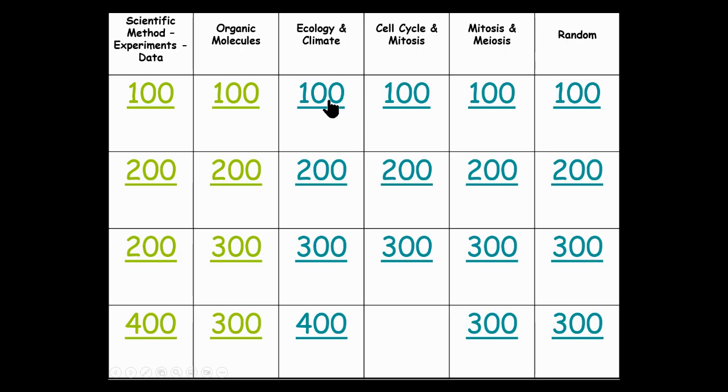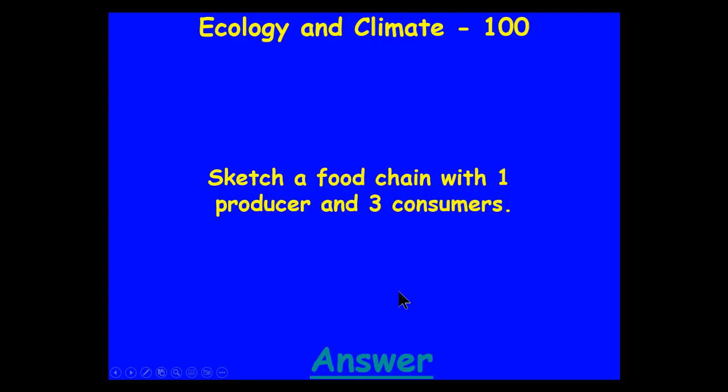All right, ecology and climate. This is chapter 4, chapter 6-3, chapter 3, and then also the good and the bad class notes. Sketch a food chain with 1 producer and 3 consumers. Answer in 5, 4, 3, 2, and 1.